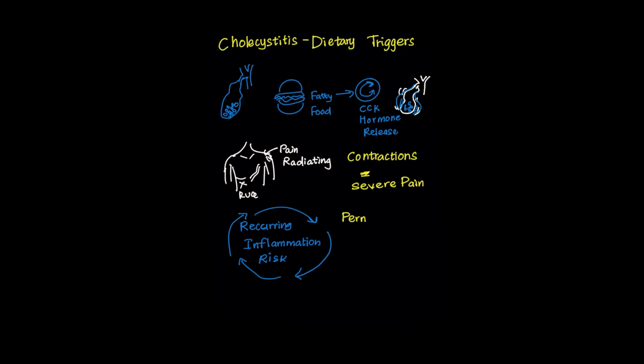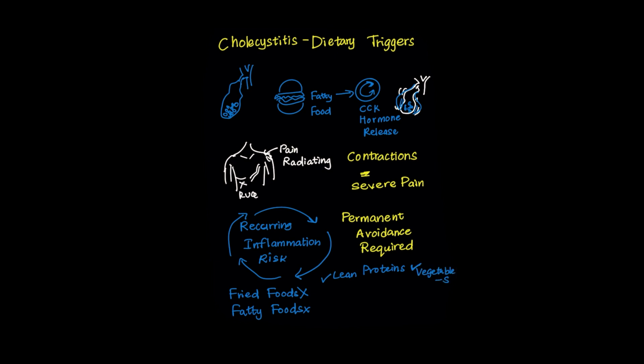Each fatty meal risks triggering another acute attack. Lean proteins, complex carbohydrates, and vegetables don't stimulate these violent contractions. That's why permanent dietary modification, eliminating fried and fatty foods, is essential to prevent recurrent cholecystitis episodes.